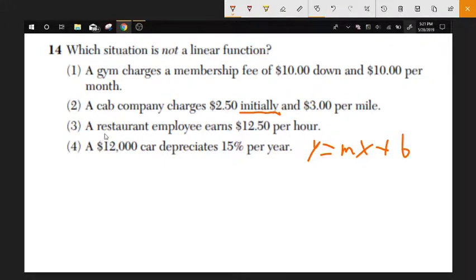And then number 3, a restaurant employee earns $12.50 per hour. Okay, here we don't have an initial value, but we can say our initial value is 0, so that's plus 0. And then we have $12.50 per hour, which is the rate, multiplied by x is equal to y. And we don't actually need the 0 here because plus 0 just leaves it at 12.50x, so it's pretty much irrelevant. But either way, we notice that it was a linear equation, and so that is not the right answer.